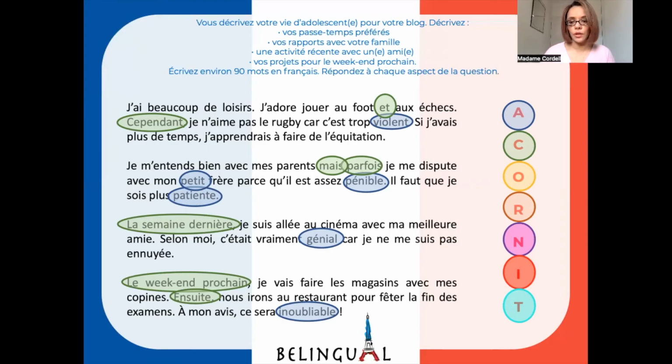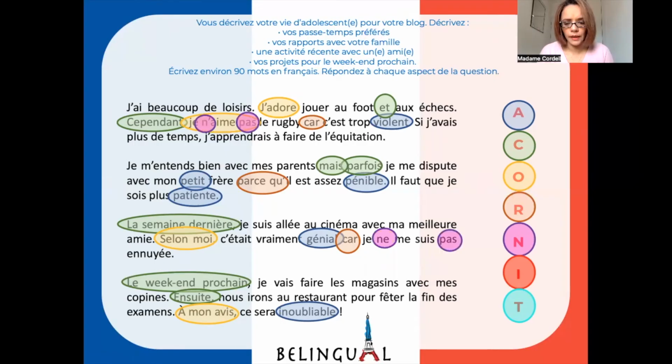We also need to use our opinion. Okay, so I have j'adore, je n'aime pas, selon moi, and à mon avis. Okay, so I've got a few in there. So now we need to make sure that I've got a few justifications, a few reasons for that opinion. And I've used car, parce que, and another car here in the third paragraph. So that's fine. Next, we need to look at the negative structure. Je n'aime pas and je ne me suis pas ennuyée. So we've got a couple in there.